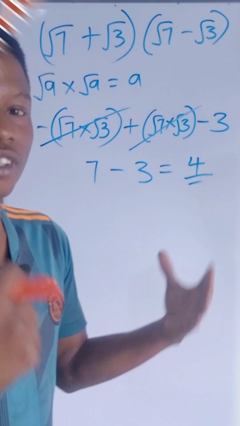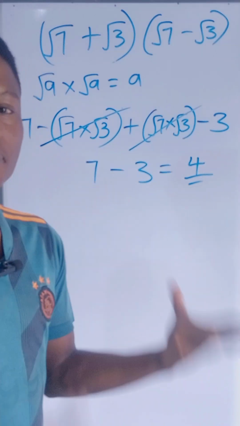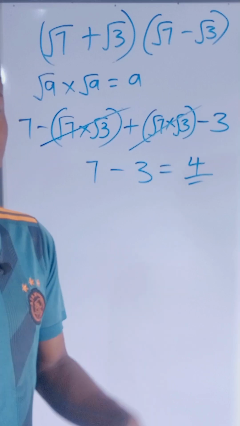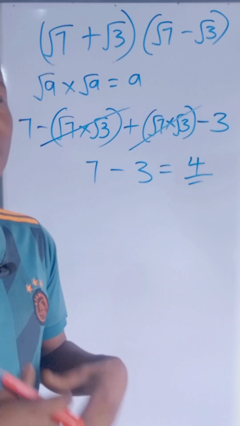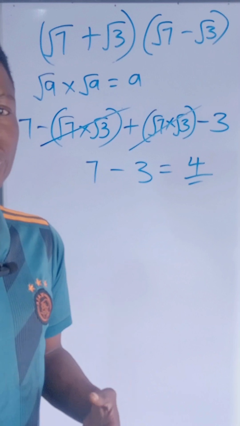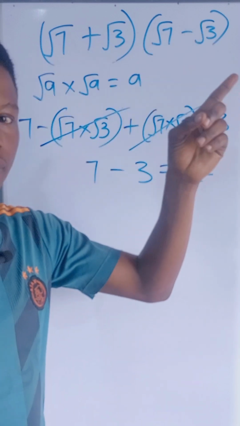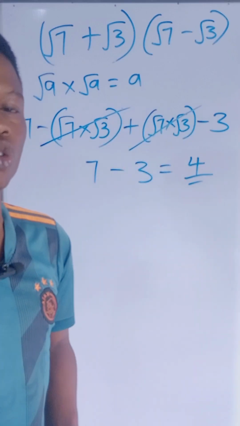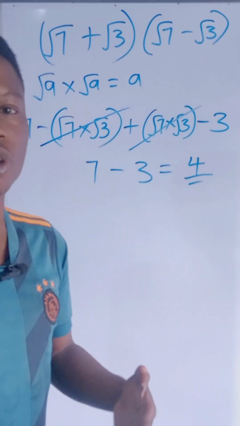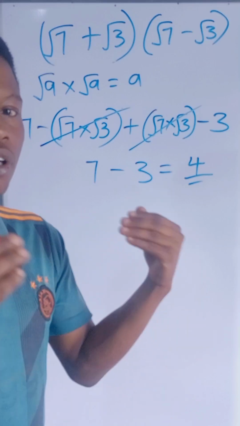Now let's go to the second method. In this second method, we'll be using what we call difference of two squares. And I have done a little explanation on difference of two squares, which you can click the video here so you'll be able to see how to go about it. And I'll also be dropping the link in the description below.